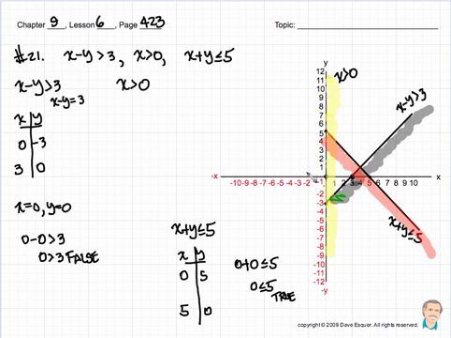So what do we have that's in common? Well, let's go back and take a look at our graph. We got the yellow stuff, everything over here. We've got the red stuff, everything underneath x plus y is less than or equal to 5. And we have everything underneath x minus y is greater than 3. So what is it that we're going to have in common? I think we can sort of see the outline.